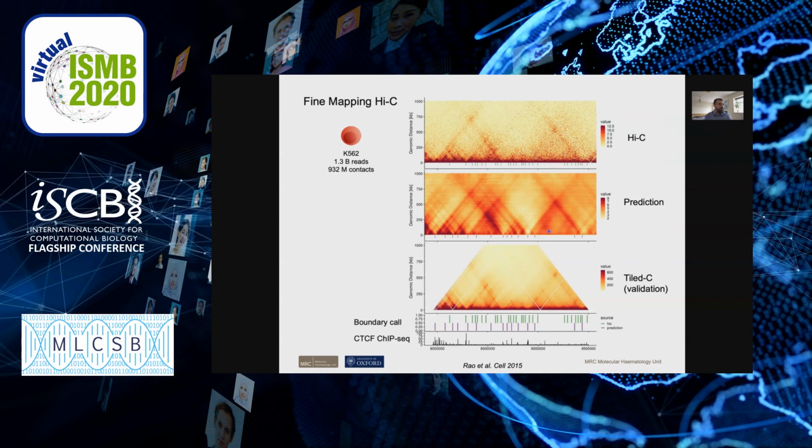Whereas if you use the predictions, you get a much better, finely resolved domain call. And if we then use another proximity ligation assay called TileC, which is doing the same thing as Hi-C, but just on a focused window so that you can focus all your sequencing efforts on a couple of megabases, getting a much higher sensitive view of your locus, we can see that these predicted domains much better line up with actual domains in the structure and in the chromatin architecture.